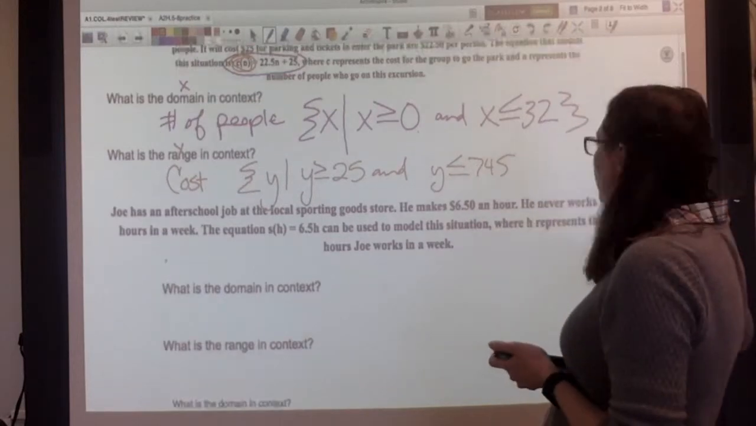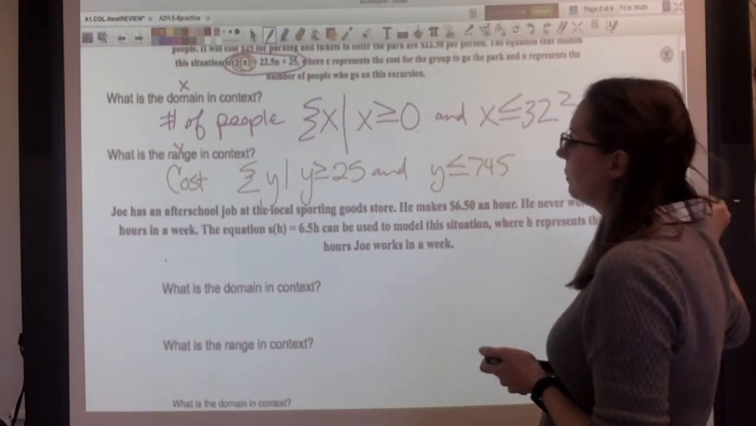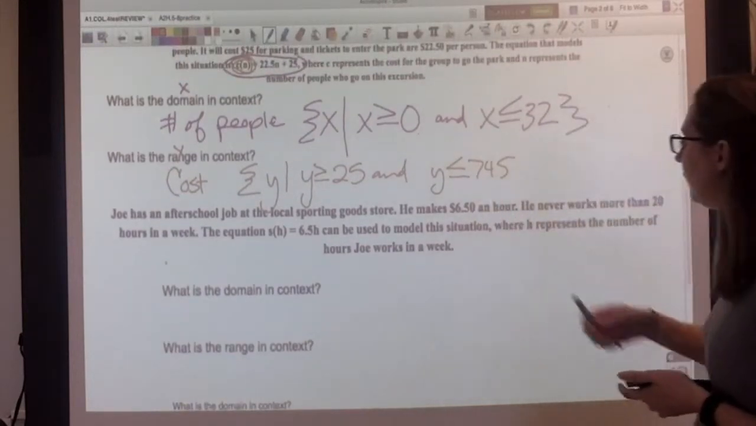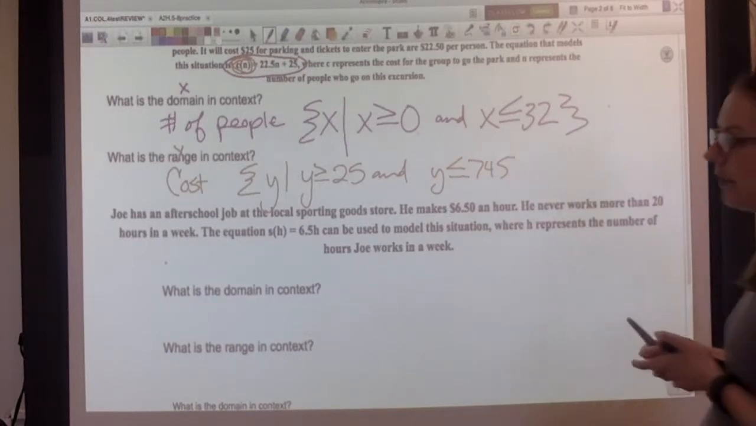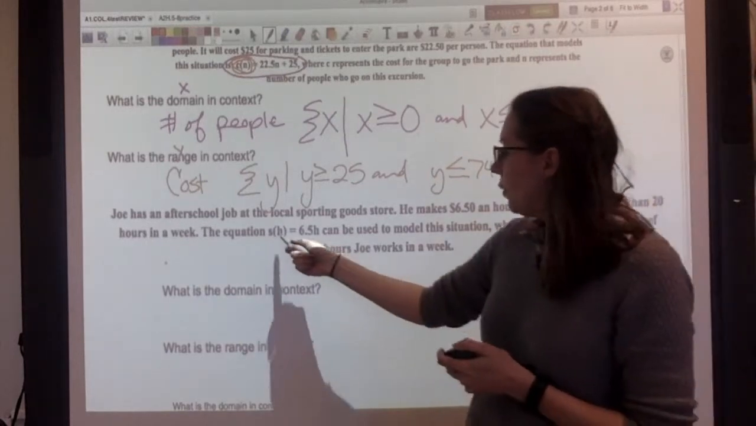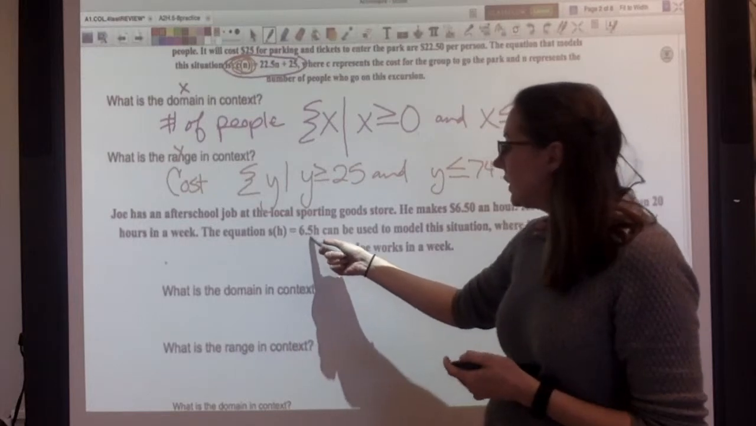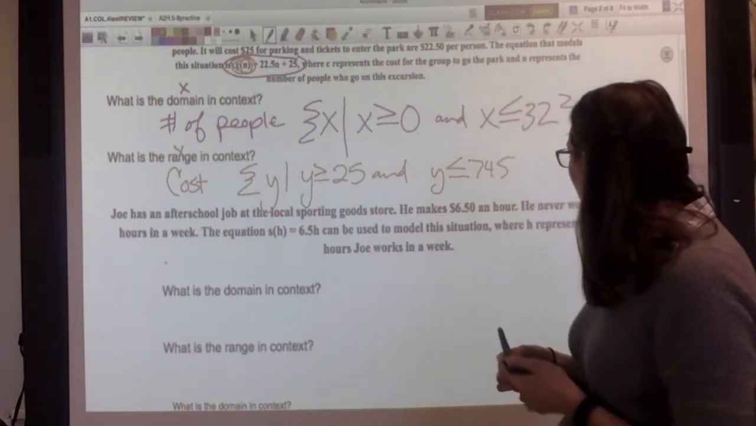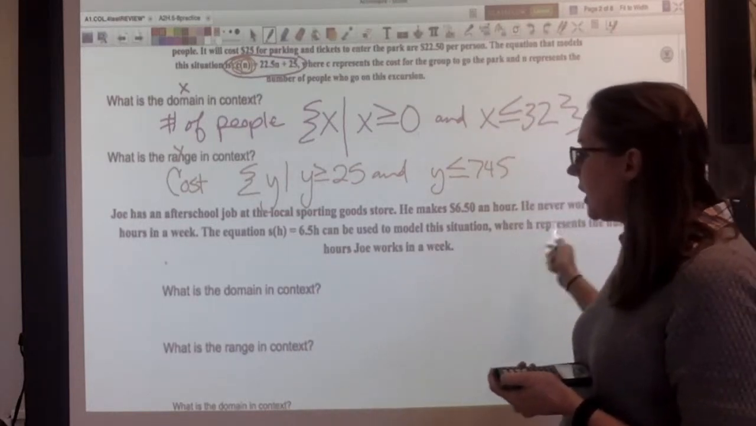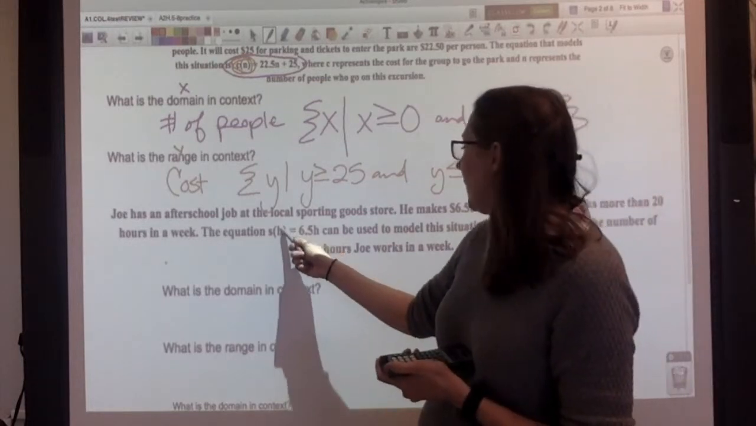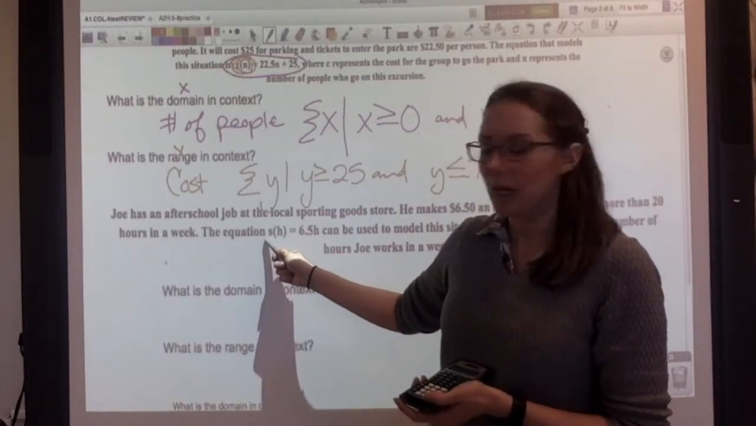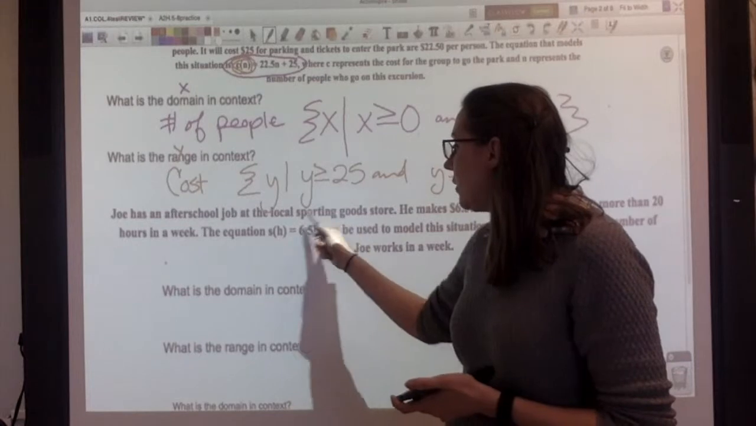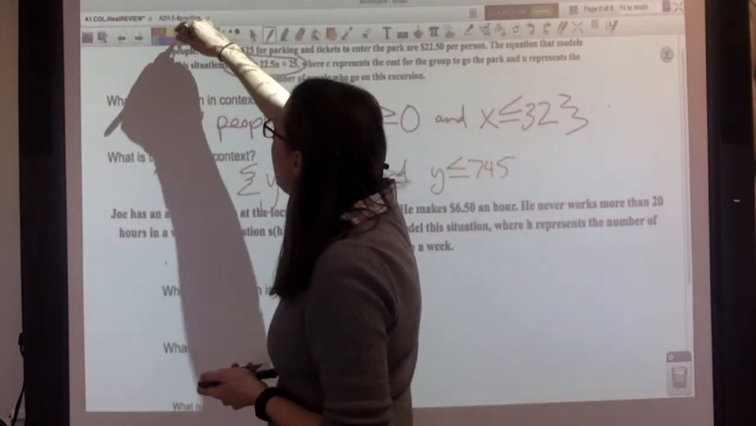Joe has an after-school job at the local sporting goods store. He makes $6.50 an hour and never works more than 20 hours. The equation S of H equals 6.5H can be used to model the situation where H represents hours that he works in a week, and S would probably be like his salary, I think. That's what they would mean there. So this is my equation. I'm going to think, what is my domain in context?